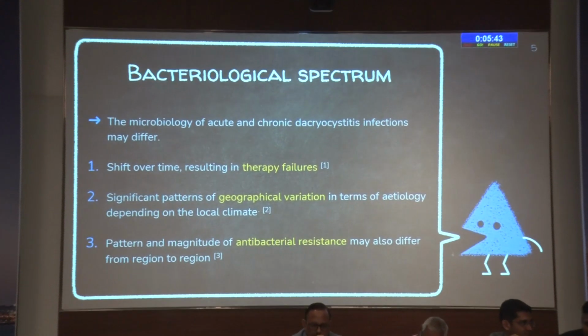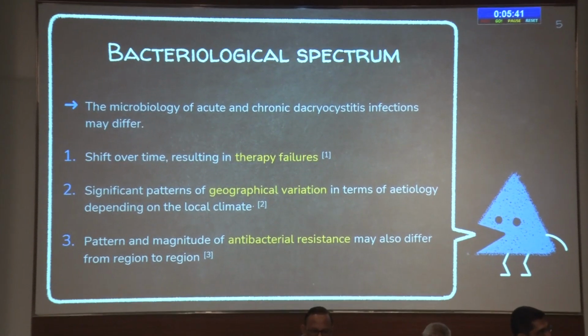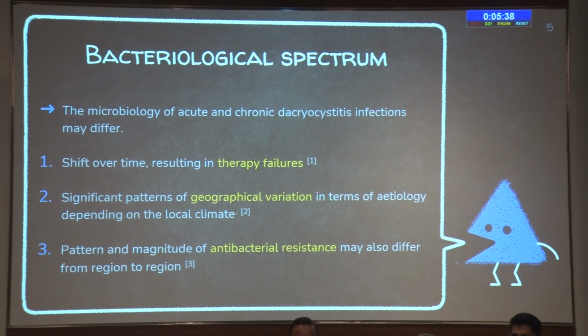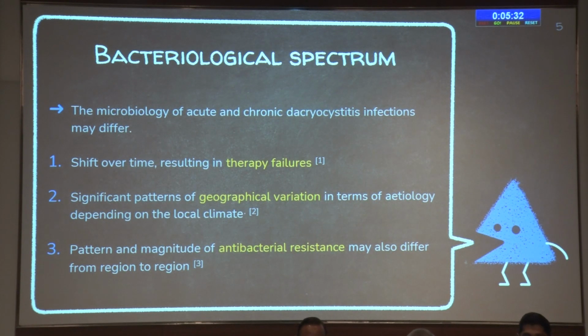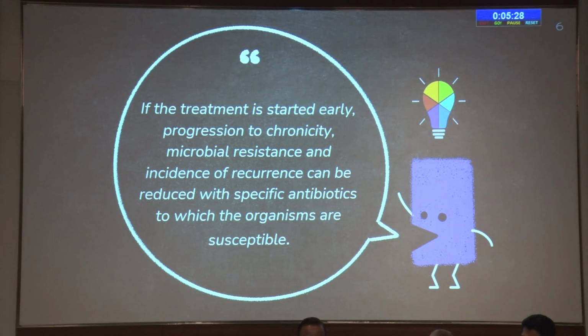So the microbiology of acute and chronic dacryocystitis infections may differ. It may shift over time, resulting in therapy failures. There can be geographical variation in terms of etiology, and the pattern and magnitude of antibacterial resistance may also differ from region to region. So if the treatment is started early, progression to chronicity, microbial resistance, and incidence of recurrence can be reduced with specific antibiotics to which the organisms are susceptible.